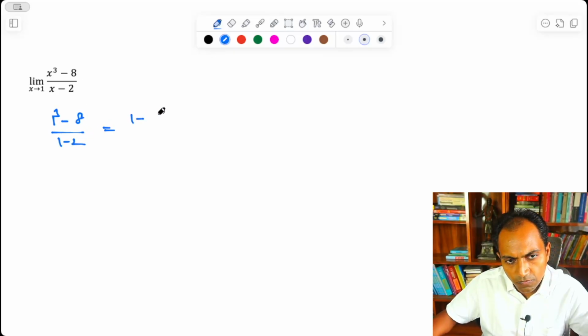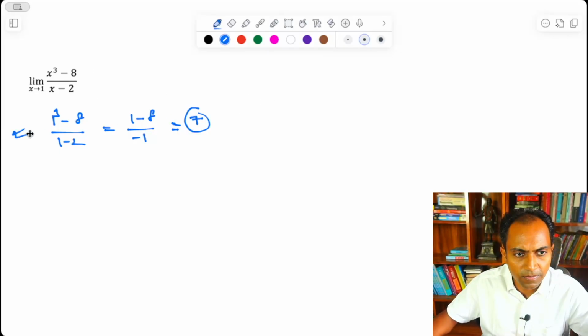So this becomes 1 minus 8 by minus 1, or 7. So you can see that this is not an indeterminate form, so we don't need to apply the formula and this will become my answer.